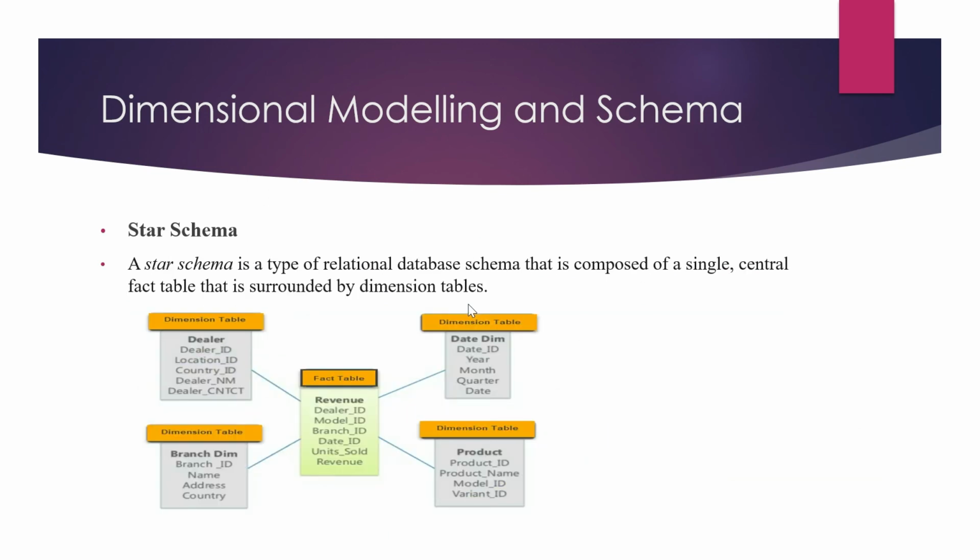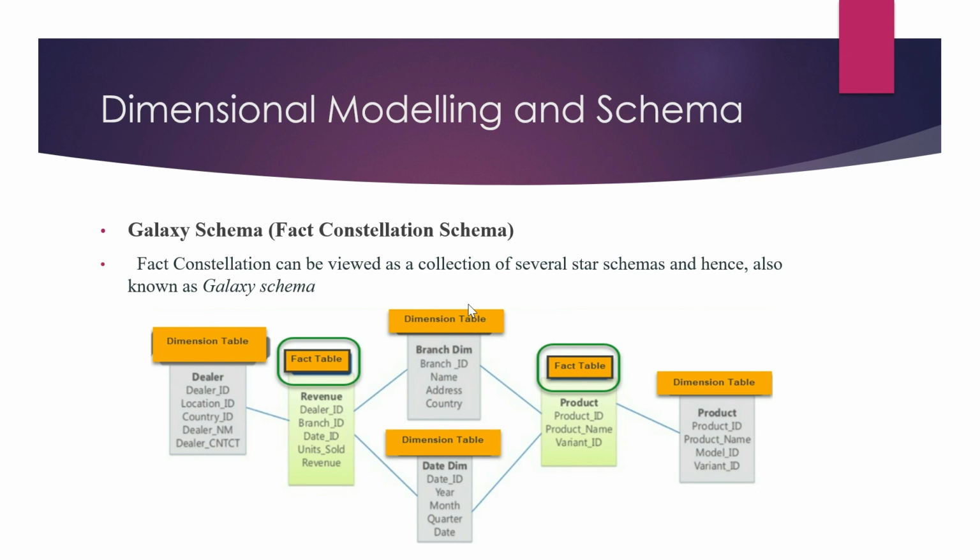And you know what a star schema is: a fact table surrounded by different dimension tables. In a snowflake schema, a fact table is surrounded by different dimension tables, and sometimes those dimensions are also surrounded by other dimension tables. And in a galaxy schema, two or more star schemas are there, and we call that a galaxy schema.